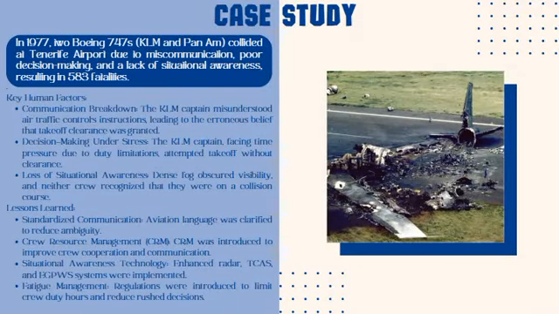Case study. In 1977, two Boeing 747s collided at Tenerife Airport due to miscommunication, poor decision-making, and a lack of situational awareness, resulting in 583 fatalities. Key human factors. Communication breakdown. The KLM captain misunderstood air traffic control instructions, leading to the erroneous belief that takeoff clearance was granted. Decision-making under stress. The KLM captain, facing time pressures due to duty limitations, attempted to take off without clearance. Lack of situational awareness. Dense fog obscured visibility, and neither crew recognized that they were on a collision course.